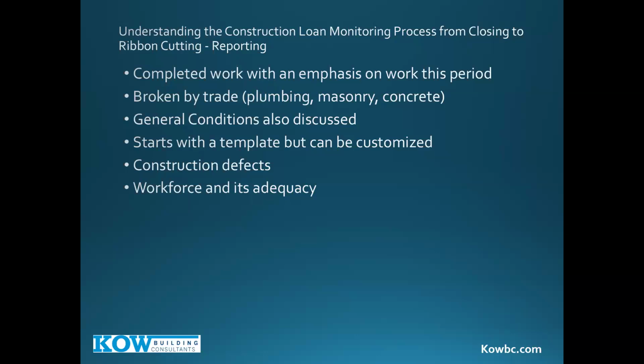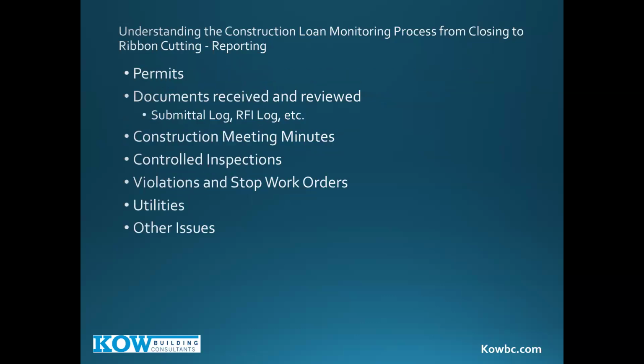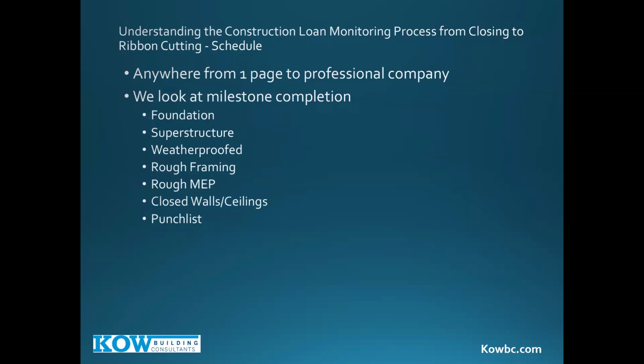We talk about construction defects, workforce, and its adequacy. We give you our assessment if we feel it's going as it reasonably should for the project, considering its scale and its point in the construction phase. We talk about permits. We won't recommend work that should be permitted that's not yet permitted. We document what we've received and reviewed: submittal logs, other logs, meeting minutes, controlled inspections. We talk about violations, stop work orders, utilities, and any other issues. And then the final piece to our report is the schedule.